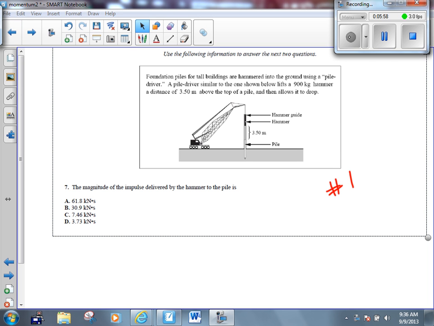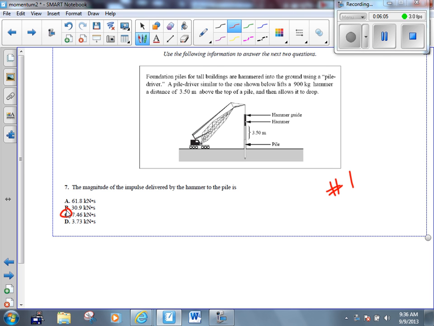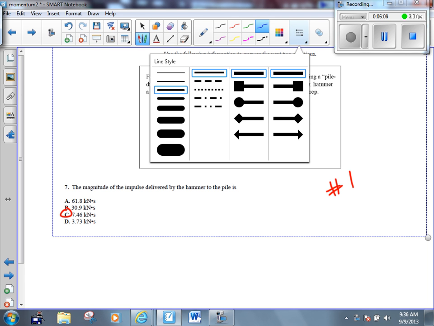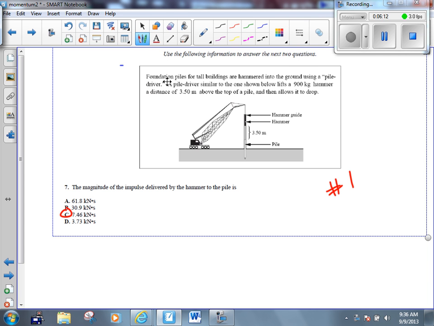All right, guys, good. Question was very well done. Most people got option C, which is the correct answer. Let's go through this just to make sure that we're on the right track as to why, for those of you who did have a little bit of trouble with it. The magnitude of the impulse delivered by the hammer to the pile. We've got a 900 kilogram hammer. It falls a distance of 3.50 meters. Let's call that our displacement.